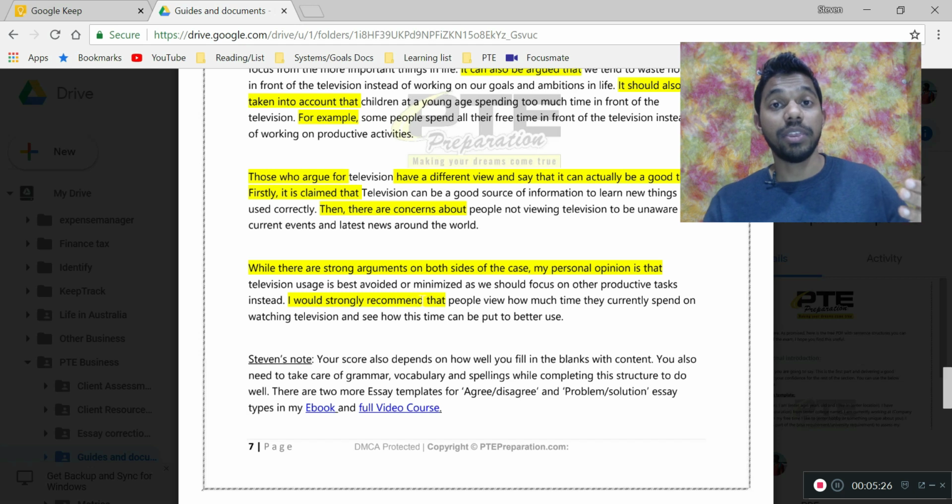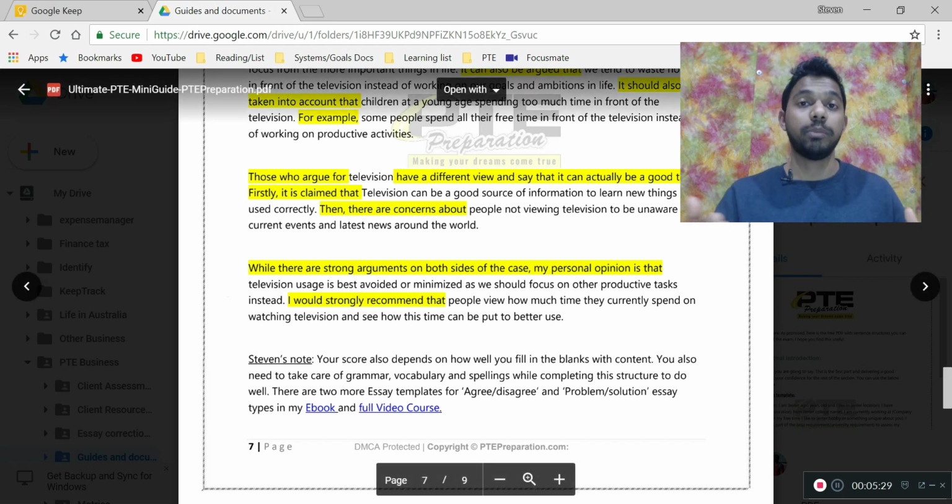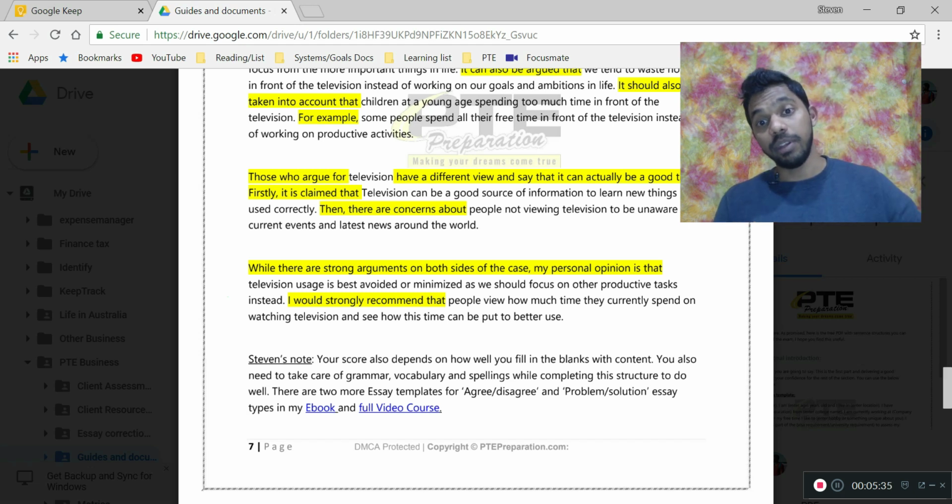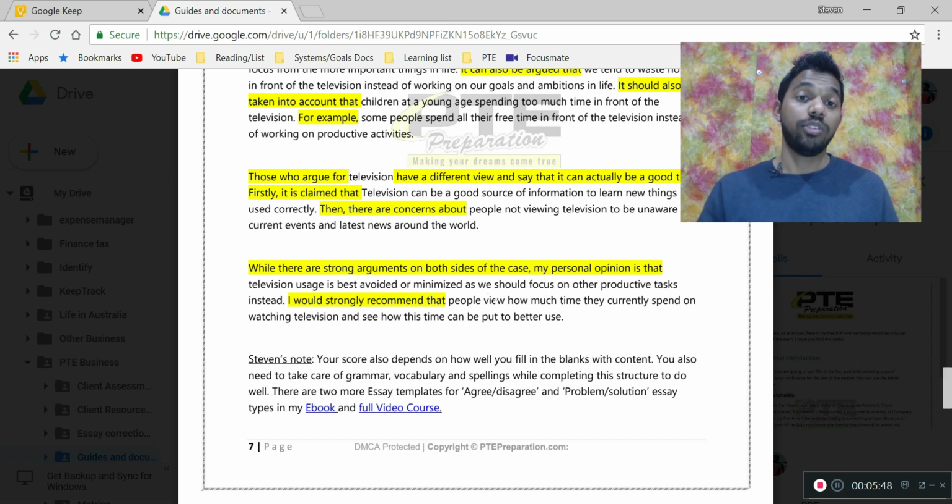I would strongly recommend that, and then you can end it with any sort of recommendation that is based on your agreement. So if you agree that television is bad, you need to give a recommendation of what people can do instead. So it says that I would strongly recommend that people view how much time they currently spend on watching television and see how this time can be put to better use. So you've also given some suggestions in your conclusion in addition to just giving your viewpoint on that topic. Again, like I said, this is the structure.